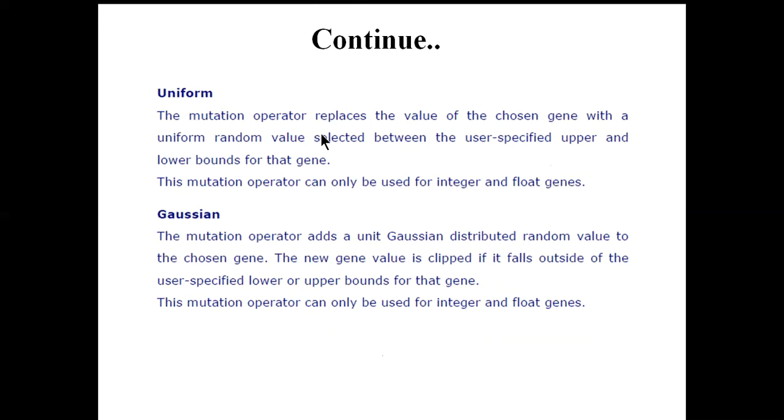There is also uniform, where mutation is applied with some kind of probability. The mutation operator replaces the value of the chosen gene with a uniform random value selected between the user-specified upper and lower bound of that gene. It can also be applied to integer and float genes. And again Gaussian. In case of this mutation operator, a Gaussian distributed random value is generated, then introduced into the corresponding solution, and obviously this value will remain within the limits. These are also applied to integer and float values.